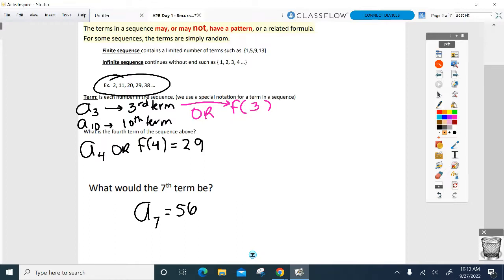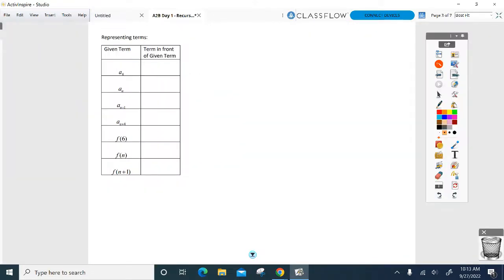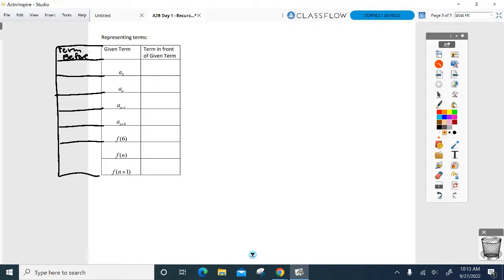All right, let's do a little calculations with them now. But before we do that, that's coming up. I'm getting ahead of myself. I need you to add a column here before we start. To the left of given term, can you guys write in for me term before? Just want to make sure we get all the notation down before we move on.